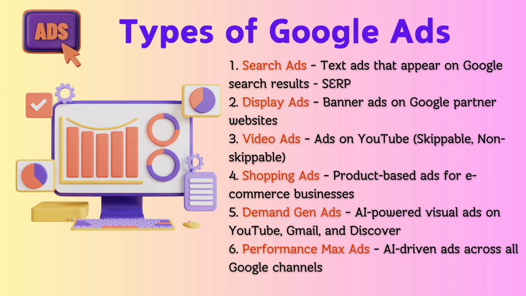Shopping ads. Shopping ads are product-based ads, usually for e-commerce businesses to grow the sales of their products. Demand Gen ads: AI-powered visual ads on YouTube, Gmail, and Discover. Performance Max ads: AI-driven ads across all the Google channels. In Performance Max, we are going to use search ads, display ads, video ads, and shopping ads, all of them at one time.